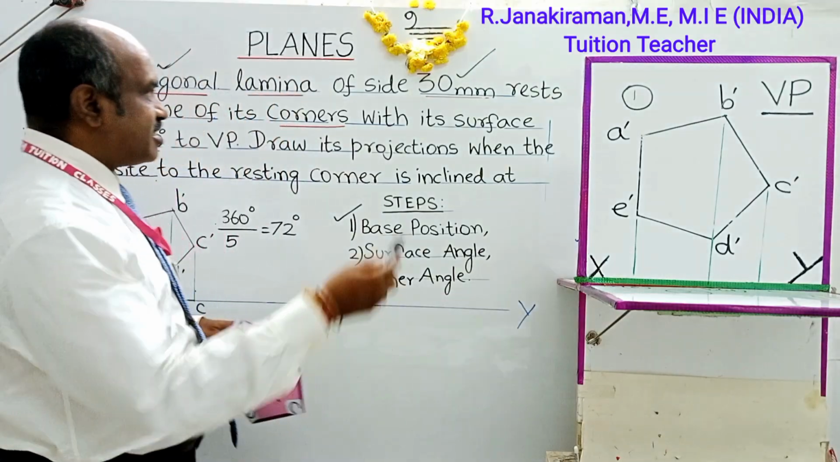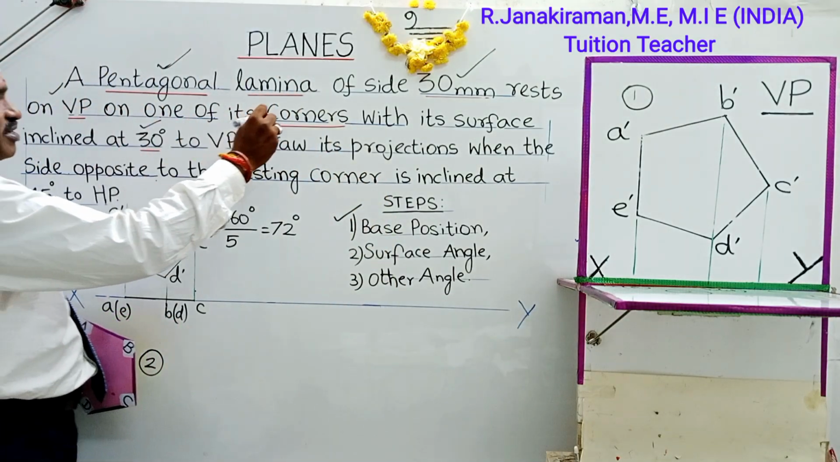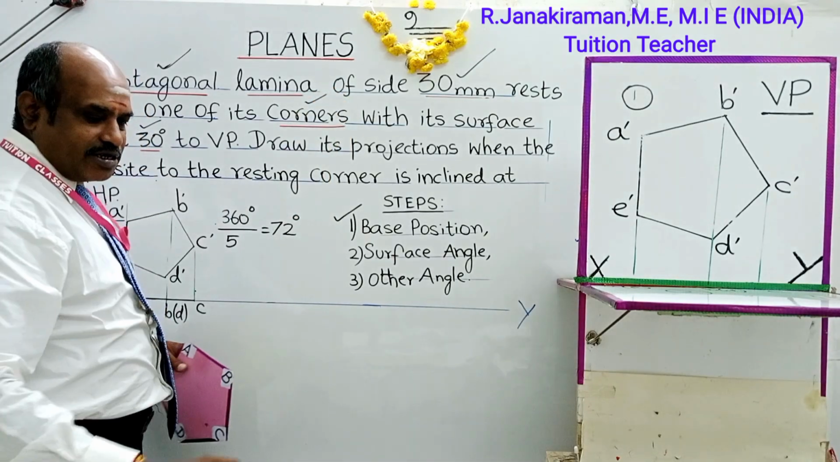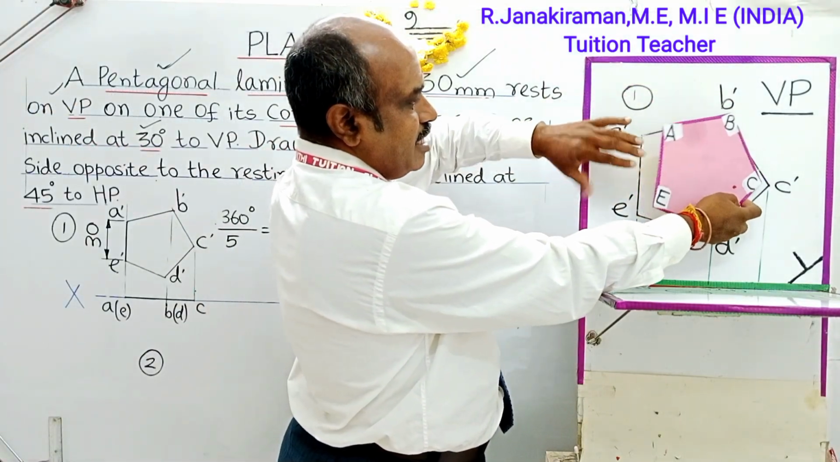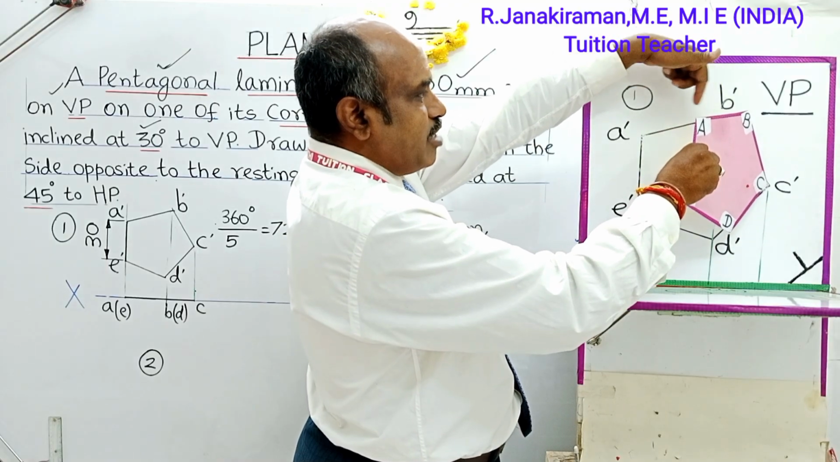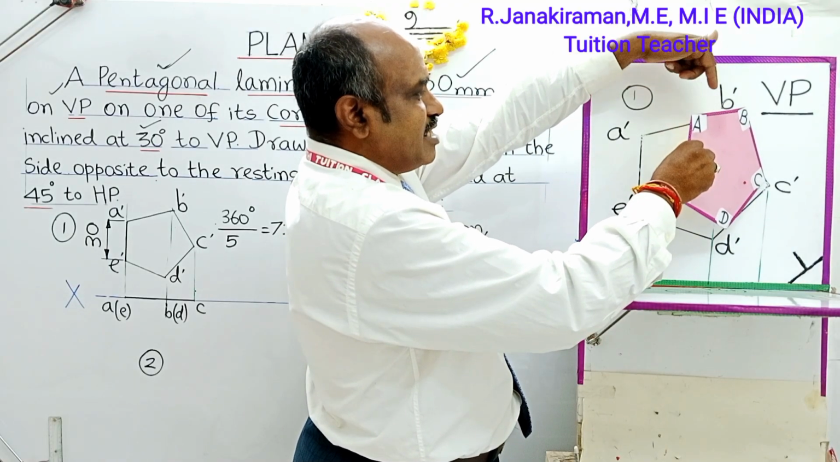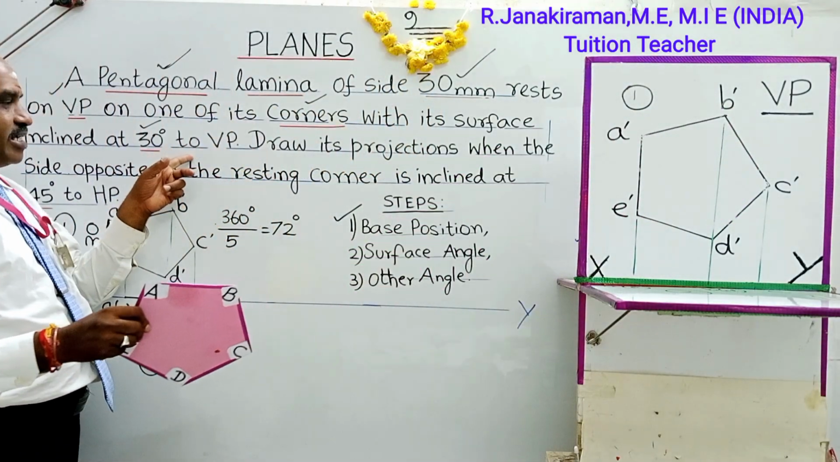But what is given in the question? Rest on one of its corners. So I have to tilt this object towards the right side like this. This will be the surface inclination angle. You can see it in the top view. This angle is given as 30 degrees. Surface is inclined at an angle of 30 degrees to VP.